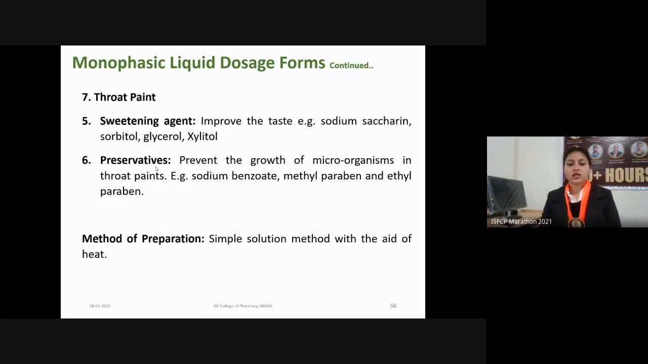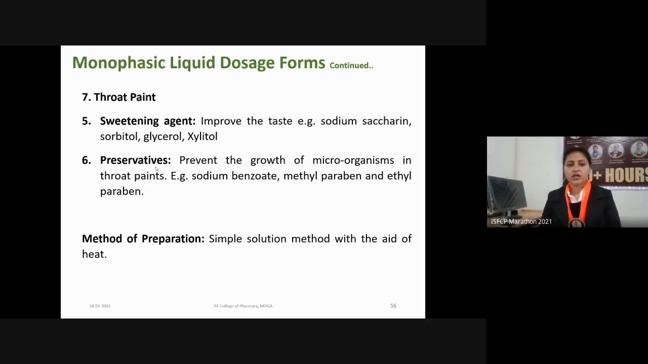Sweetening agents are also used to improve the taste, and examples are sodium saccharin, sorbitol, glycerol, and xylitol. These are the sweetening agents that we can use in the preparation of the throat paints. Preservatives help us to prevent the growth of the microorganisms in the throat paint, and the examples are sodium benzoate, methyl paraben, and ethyl paraben.